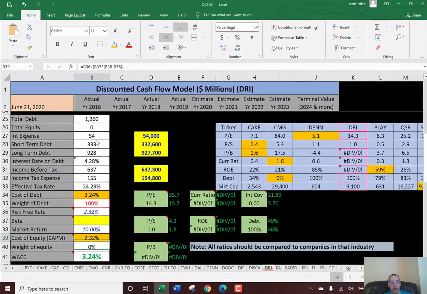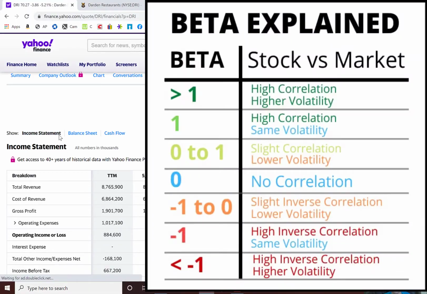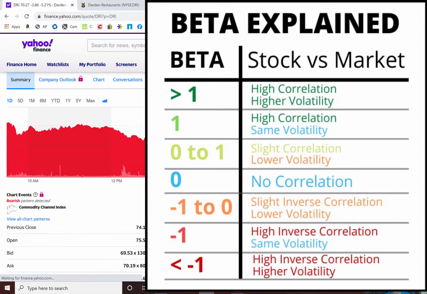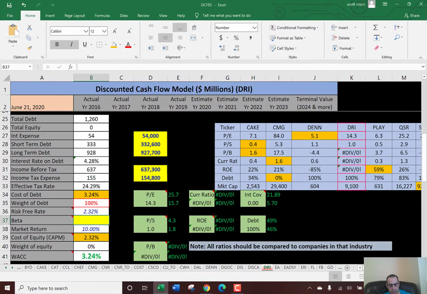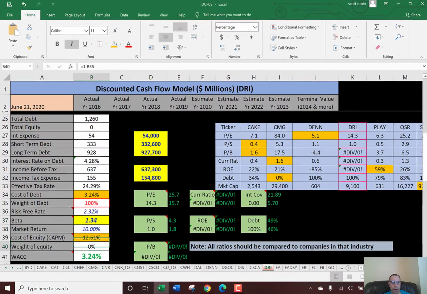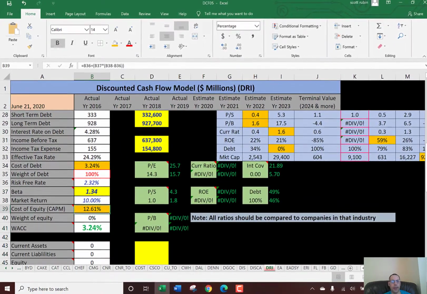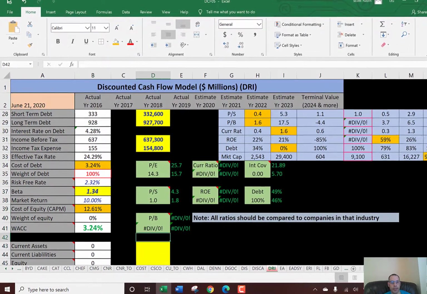And now let's get their cost of equity. We need the beta for that. The beta is the volatility of the stock. 1.34 is the beta. That means the stock moves a little more than the market moves. So the cost of equity is 12.6%.